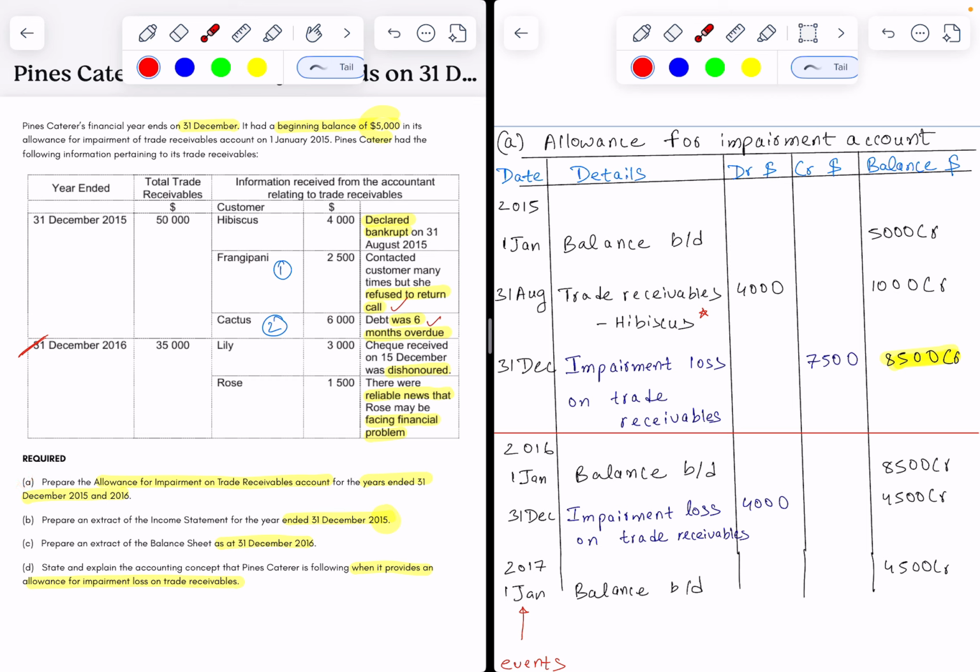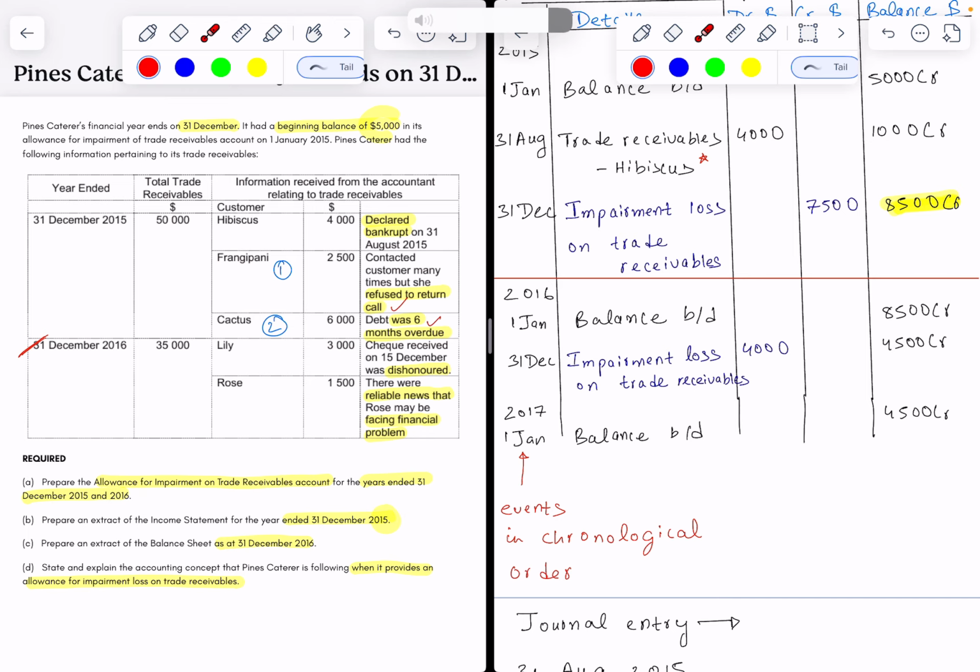Now let's look into the extract. The question says, prepare an extract of the income statement, which is now known as the Statement of Financial Performance in the new syllabus, for the year ended 31 December 2015. So this is referring to the end of the first financial year. So what's happening?